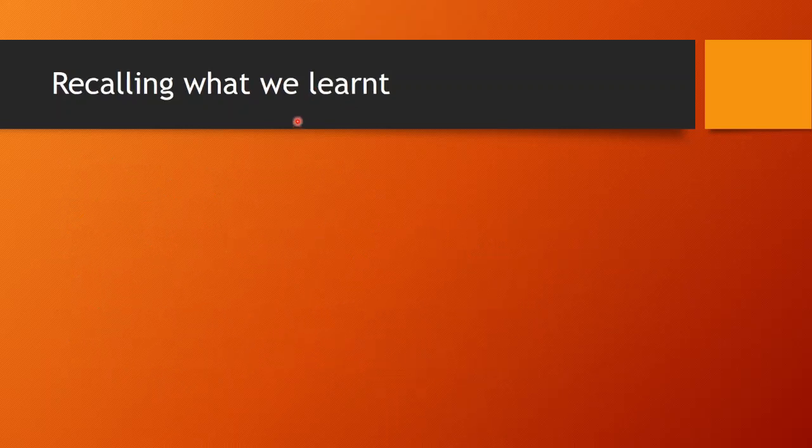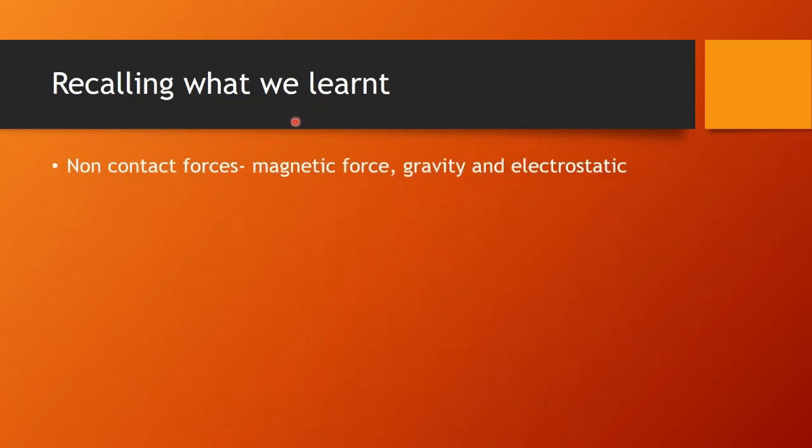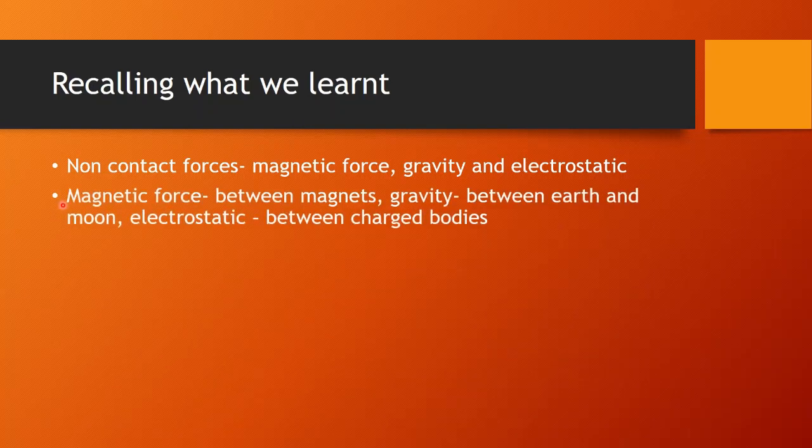So today we have learnt many concepts. Now let's recall them. Non-contact forces: we learnt about magnetic force, gravity and electrostatic force. Magnetic force is between a magnet and a magnet, and also between a magnet and a magnetic object like iron. Gravity is between earth and moon, and not only between them, it's between any objects in the universe. Electrostatic force is between a charged body and a charged body, or a charged body and an uncharged body.